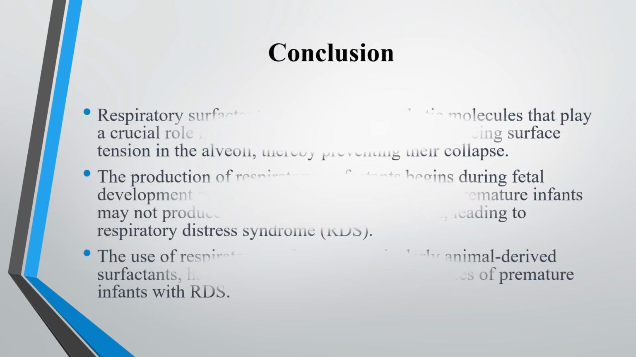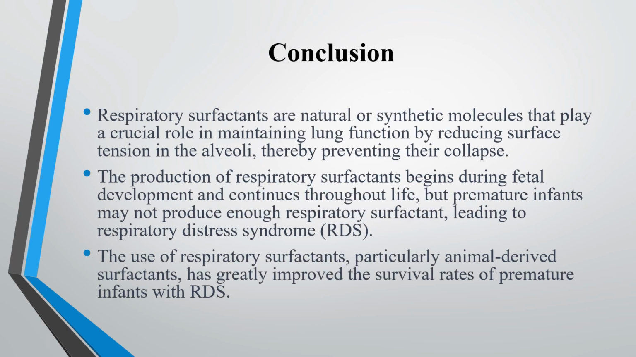Now we will quickly summarize the whole topic. Respiratory surfactants are natural or synthetic molecules that play a crucial role in maintaining lung function by reducing surface tension in the alveoli, thereby preventing their collapse. The production of respiratory surfactants begins during fetal development and continues throughout life, but premature infants may not produce enough respiratory surfactant, leading to respiratory distress syndrome.